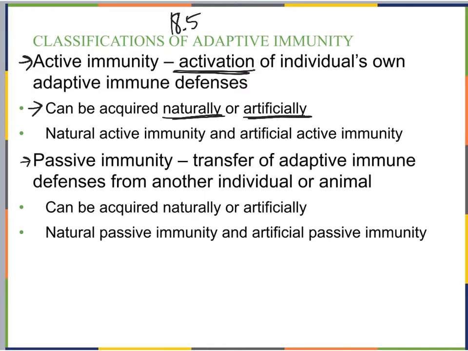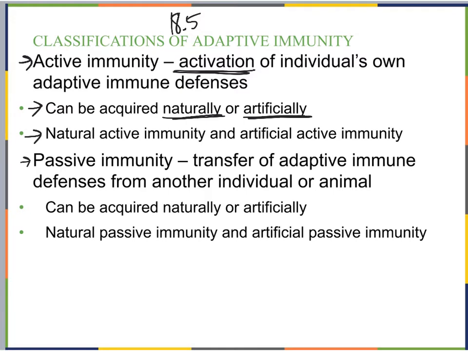Or this can be acquired artificially. When we acquire active immunity artificially, we are exposed to something artificially, and then our immune system is going to be activated because of that. And this is when we're talking about vaccines, because with a vaccine, we are artificially exposed to something, but it actually does activate our own adaptive immune defenses. So we are fighting something off, even though we weren't naturally exposed to it. We weren't naturally exposed to it in our environment, and we went in, got it put into our bodies, and then we fought it off.